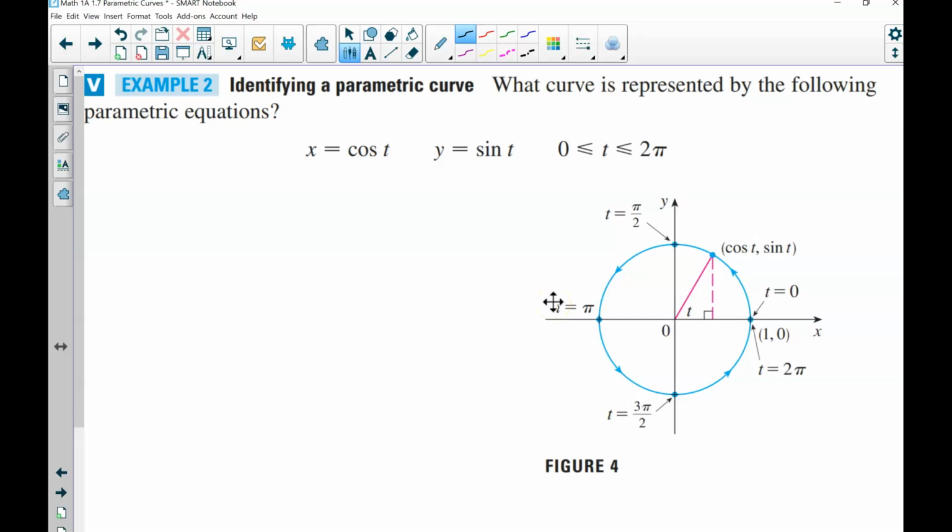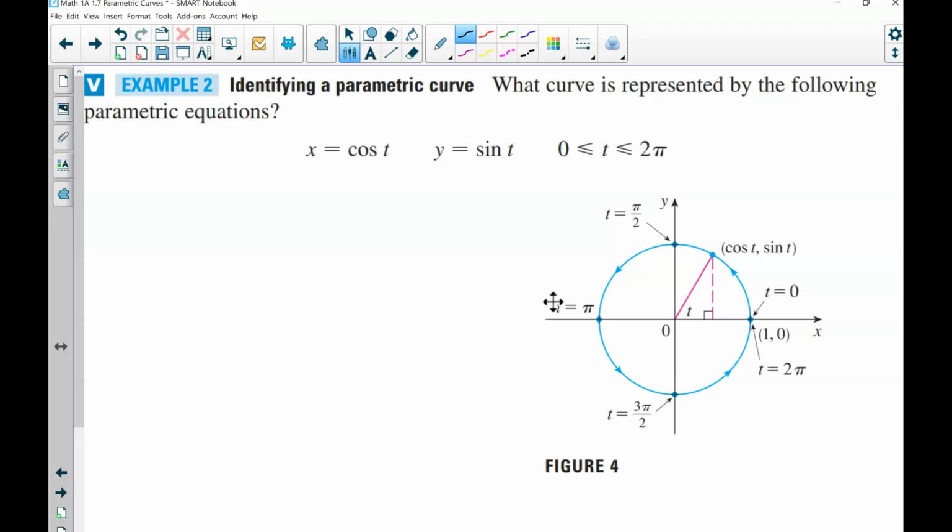Okay, next, now we want to be able to identify a parametric curve, and we want to know what curve is represented by the following parametric equations. In this example, we have two parametric equations. One of them is x is equal to the cosine of t. The second one is y equals the sine of t. And t is between 0 and 2 pi.